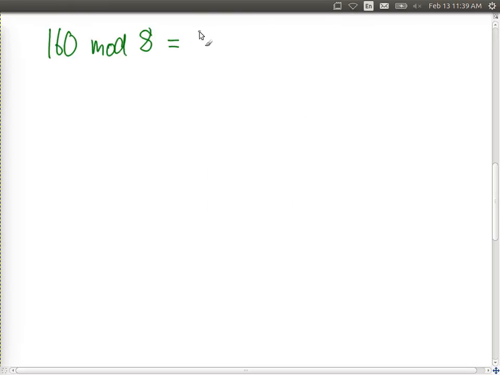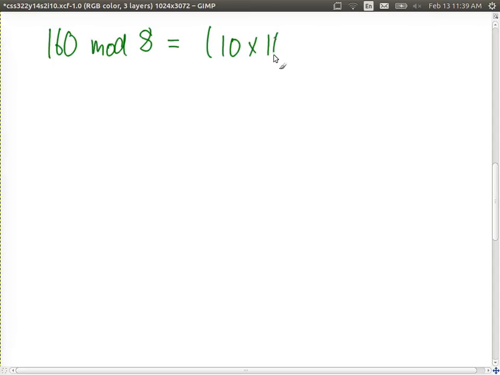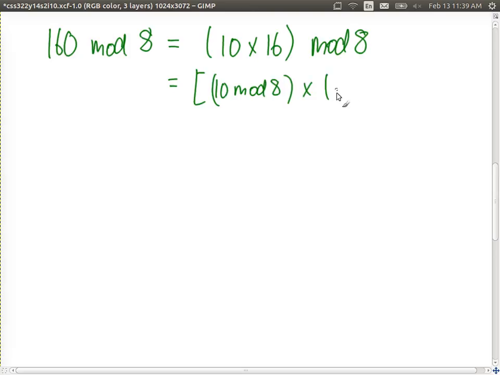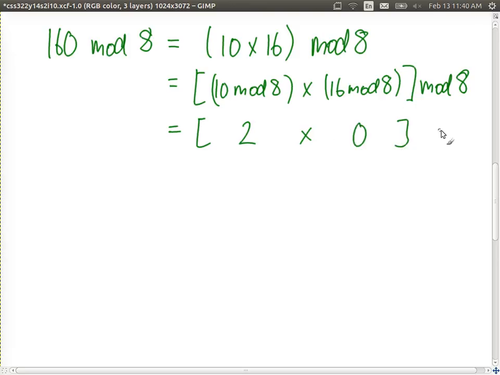Well, there are different divisors, but I'll try easy ones. 160 is 10 times 16. And following our rule, that's the same as 10 mod 8 times 16 mod 8, all mod 8. Ten mod 8, easy. 16 mod 8, 0. All mod 8. 0 mod 8 returns a 0. The remainder when we divide 160 by 8 is 0.